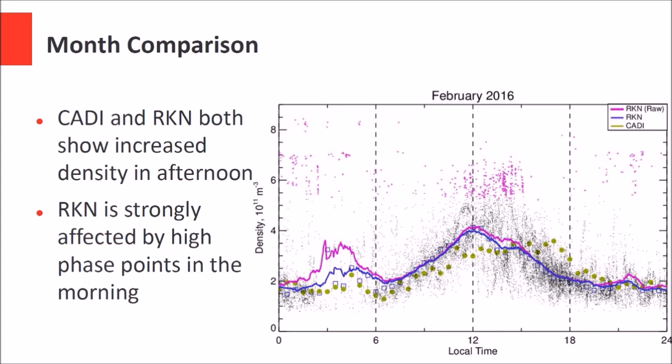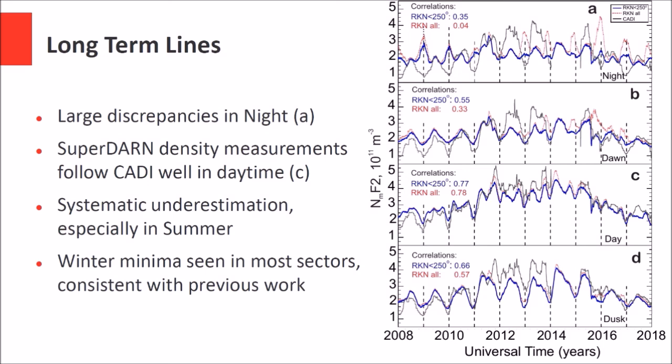As we can see, they show similar trends, both showing a slight increase in the morning, a decrease around 6 o'clock local time, followed by an increase in electron density towards noon, a decrease in the afternoon going into the night. Now, as I said before, CADI has many years of data. So does Rankine. So we can get an even better view of just how these instruments agree or not by looking at many years of data.